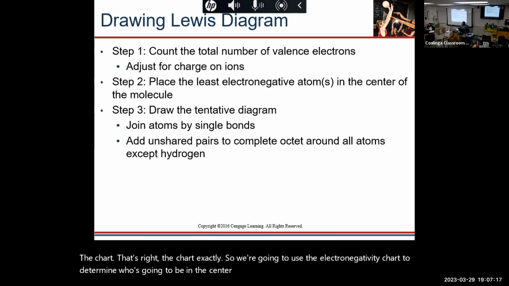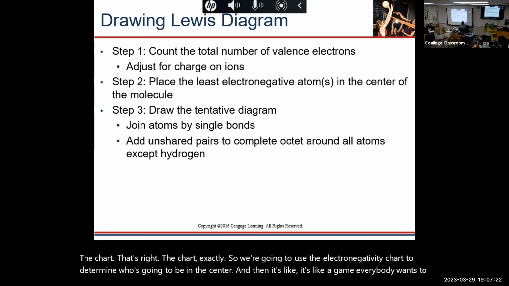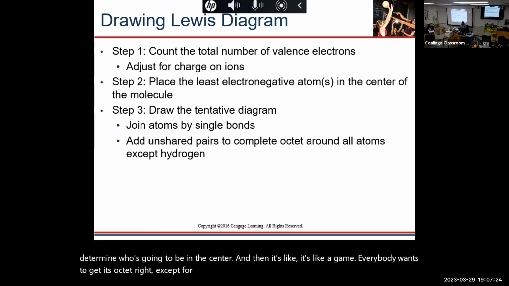And then with this step, everybody has to get the octet, right? Except for hydrogen, you know, hydrogen only wants 2 electrons. And so long as you remember that, you're going to be okay.